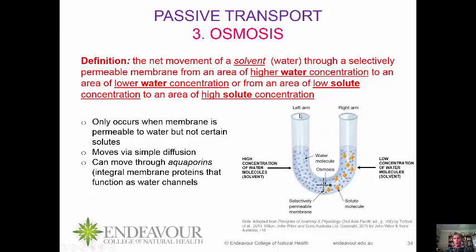So have a look at this diagram. We've got this U-shaped tube. We've got water, so we've got little water molecules in here. We have a solute molecule, whatever that happens to be. It could be sodium. So we have all of these water molecules here on the left-hand side, and we have a selectively permeable membrane, which may be our cell membrane. So what happens is the solvent, the water, needs to move from a high concentration of water molecules through to a low concentration of molecules.